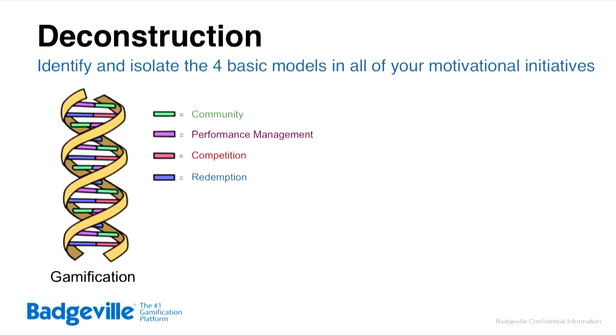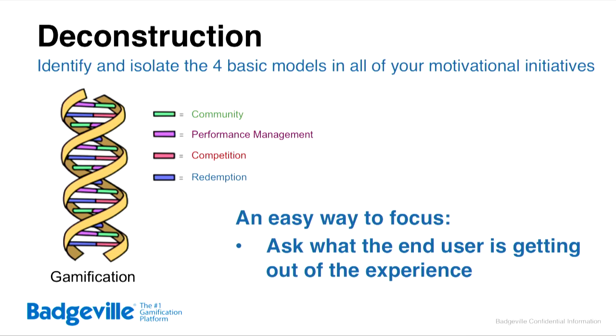So if you know what these systems are, how do you deconstruct this situation and figure out which one is the right one? It's not the easiest thing to do. I have, I guess, an easy approach, or at least a technique I like to use, which is going back to what that end user is getting, focusing on what their experience is and what they're getting out of it.